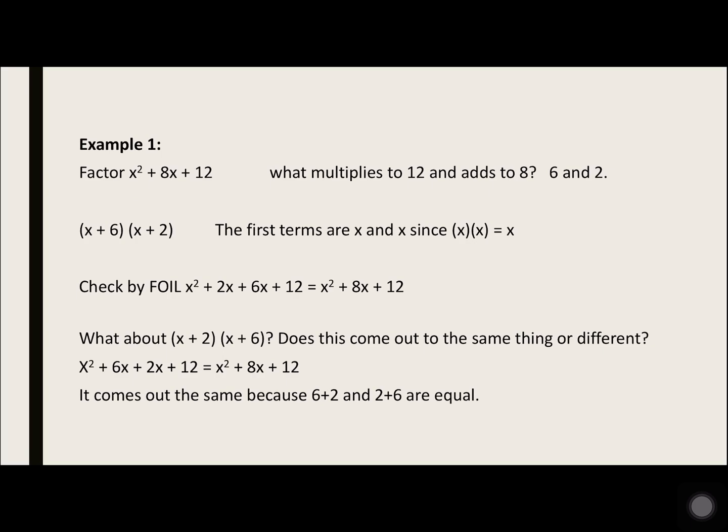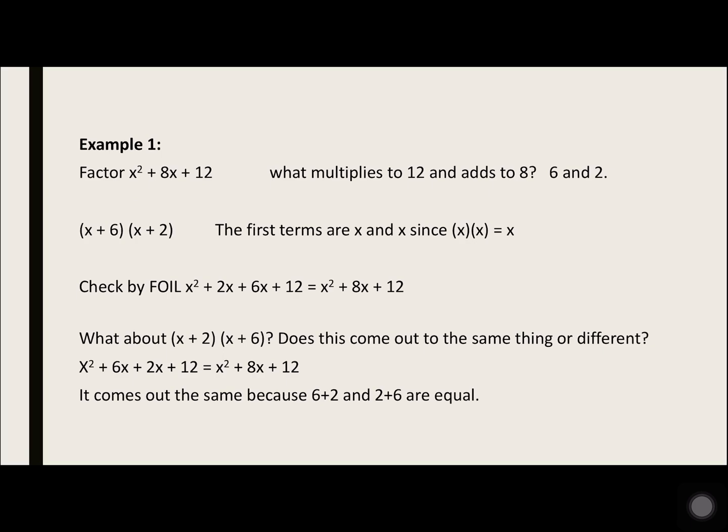Example 1, factor x squared plus 8x plus 12. What multiplies to 12 and adds to 8? 6 and 2. So we have x plus 6 times x plus 2. The first terms are x, since x times x is the x squared. Check by FOIL. First, x times x, x squared. Outside, x times 2, 2x. Inside, 6 times x, 6x. Last, 6 times 2, 12.